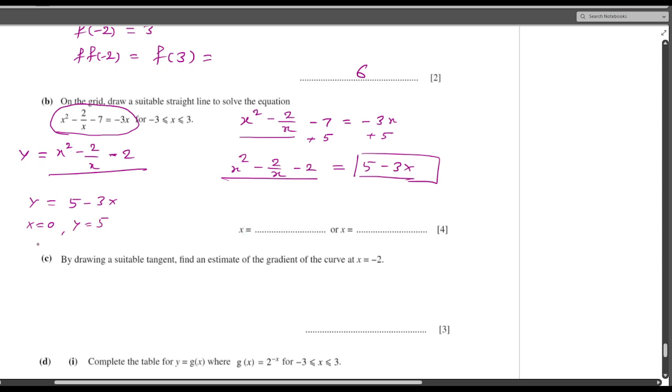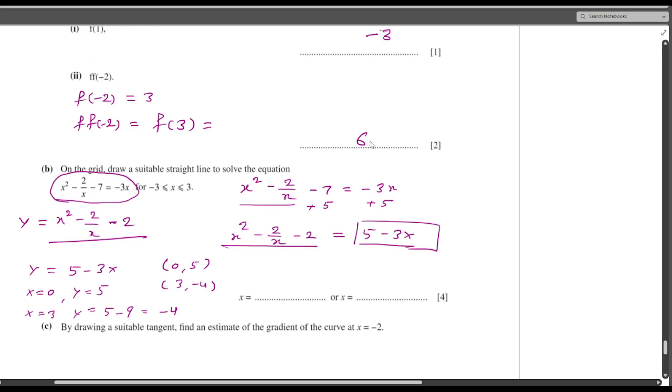Done. If you take x equals 3, then your y equals 5 minus 3 times 3, which is 9, so minus 4. So 0 comma 5 and 3 comma minus 4, these are the 2 points required to plot a straight line. To draw a straight line, 2 points are sufficient.